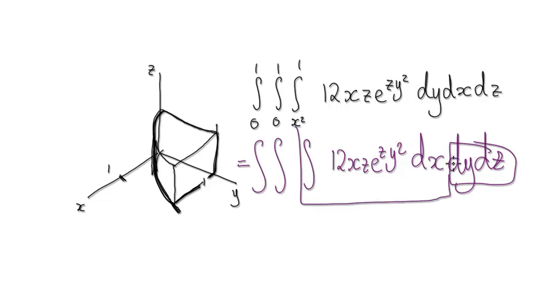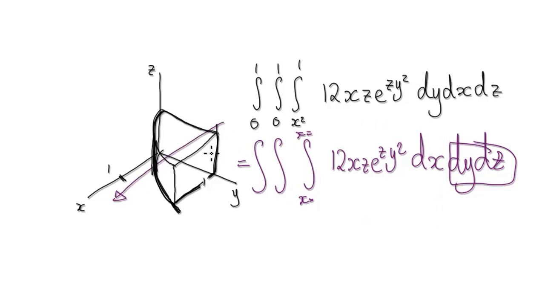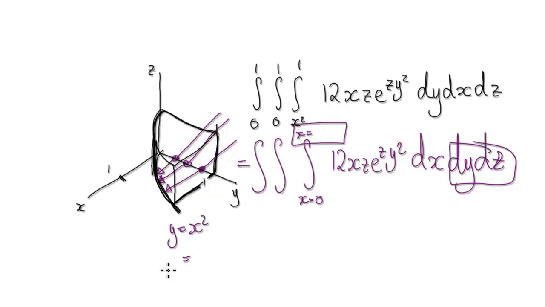The inner integral has dx, so that means x equals something. If we're integrating with respect to x first, it means we are moving parallel to the x-axis. So moving parallel to the x-axis means we are integrating from x equals 0 to the quadratic. The quadratic is this thing here, but we want it in terms of x equals something. So rearrange this: root y equals x. So we're integrating from x equals 0 to root y.